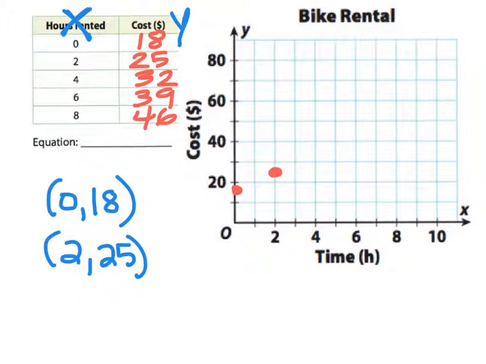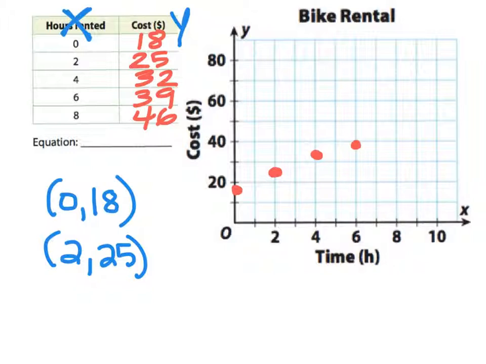I'm going to continue the process down the table. 4 hours is supposed to be $32. I'm going to go on my x-axis over to where I see a 4. I'm going to go up to where I think 32 might be, barely above the line that stands for 30, and I'm going to put a dot. The next row says 6 hours, matches up with $39. Go on my x-axis over to 6. And I'm going to go up to where I think 39 is, which should be barely under the line for 40. And I'm going to put a dot there.